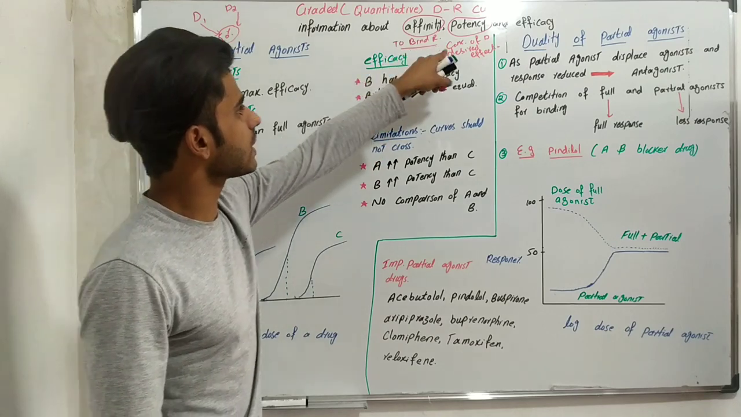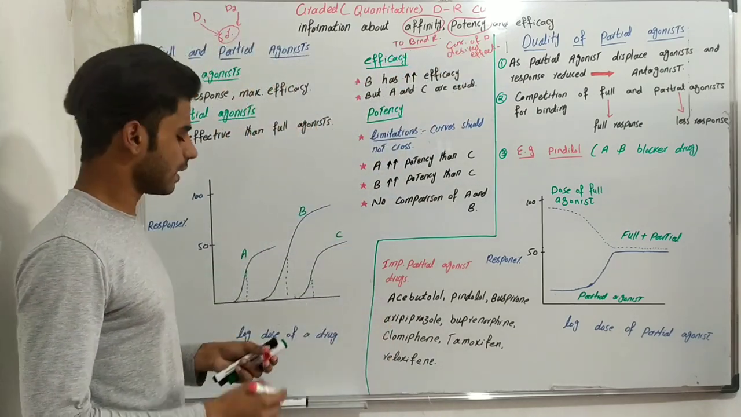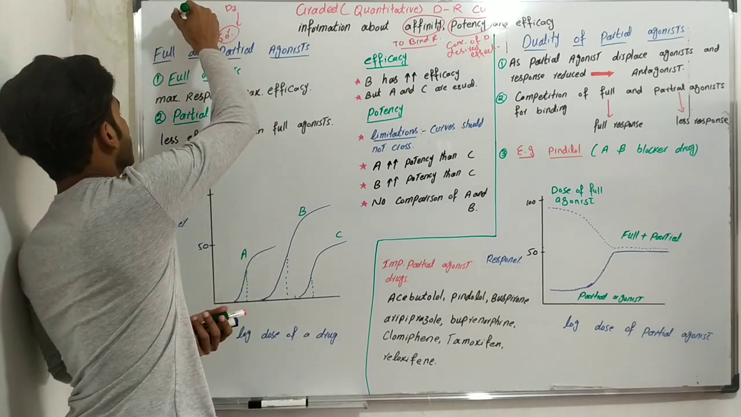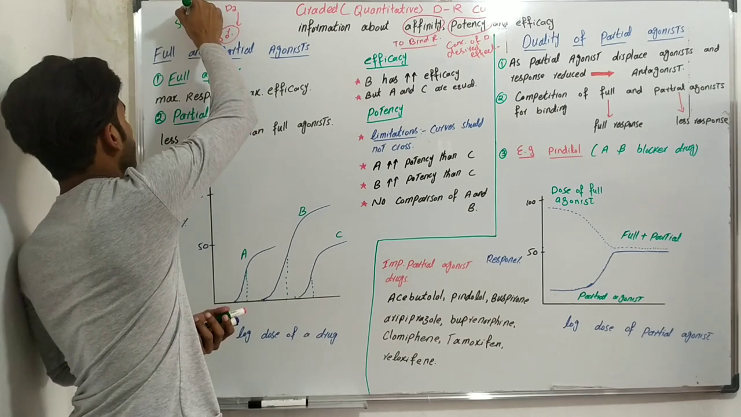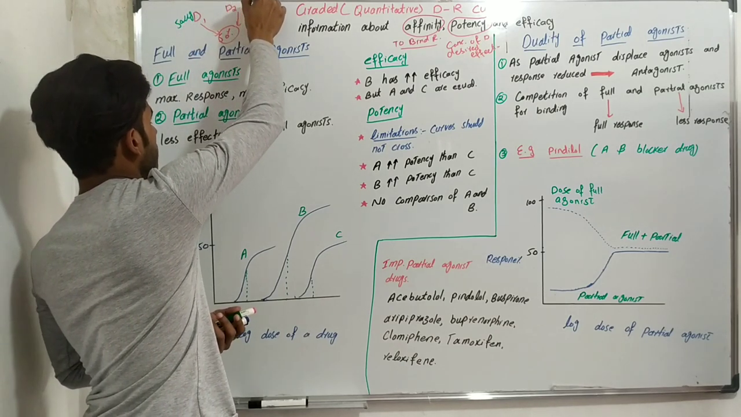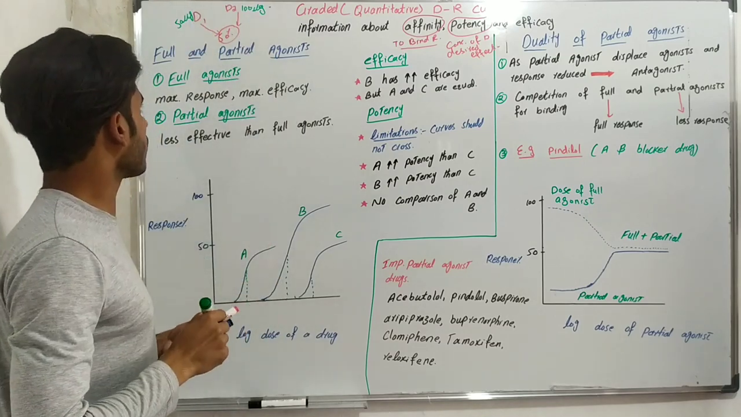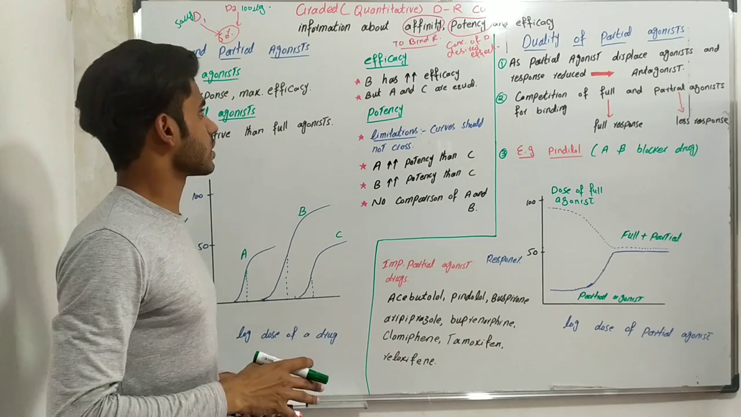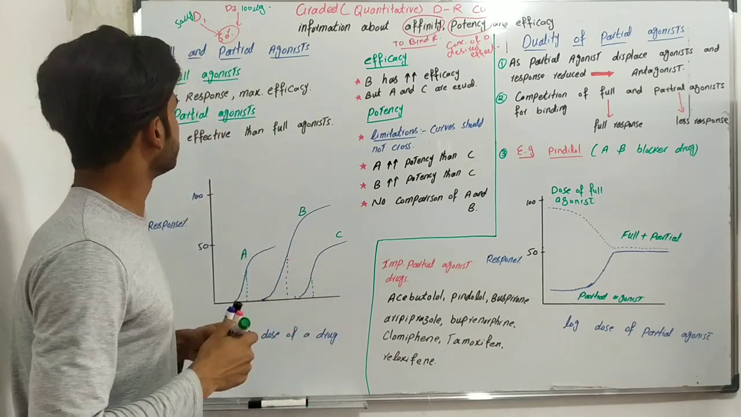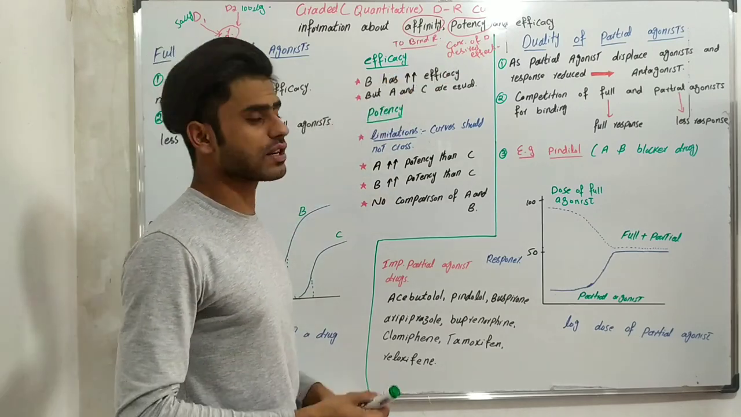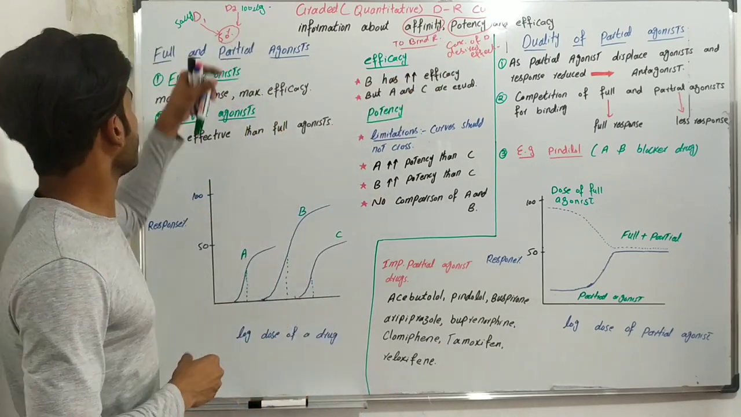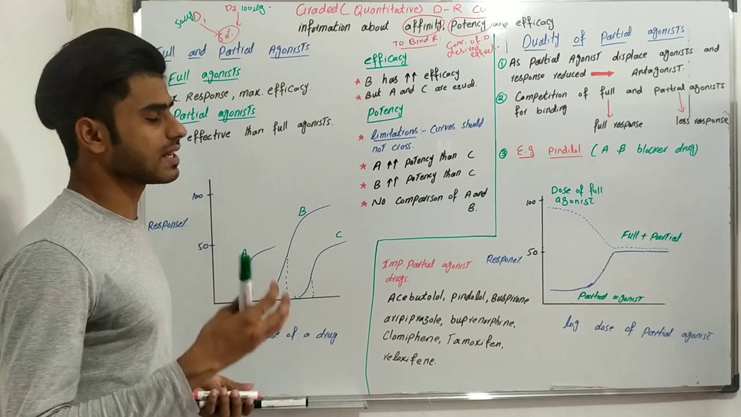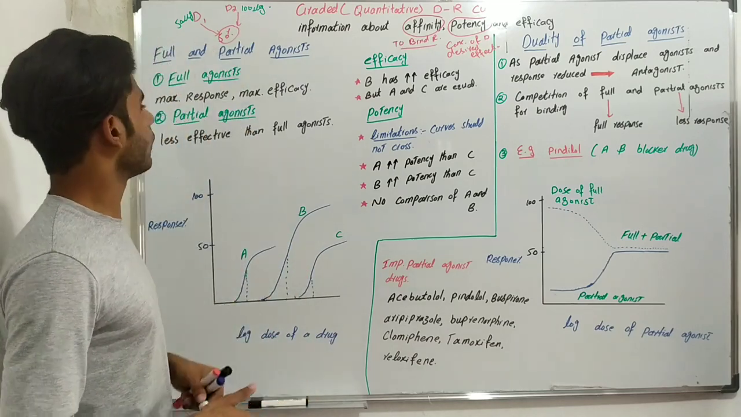Now we have to check the concentration of the drug. So we have two drugs, drug 1 and drug 2. Let's suppose drug 1's concentration is low, 50 microgram, and the other concentration is 100 microgram. So 50 microgram of drug 1 is giving a 50% response, and 100 microgram of drug 2 is also giving a 50% response in equal time. Then which drug has the greater potency? Which drug is more potent? Drug 1, D1, is more potent because it has less concentration and gives our desired effect. It means that D1 has greater potency.